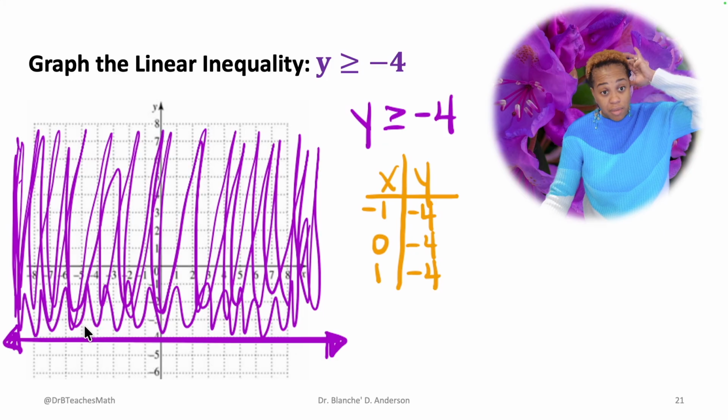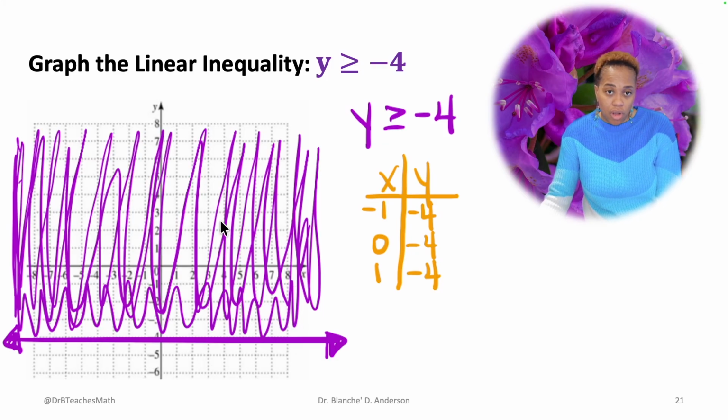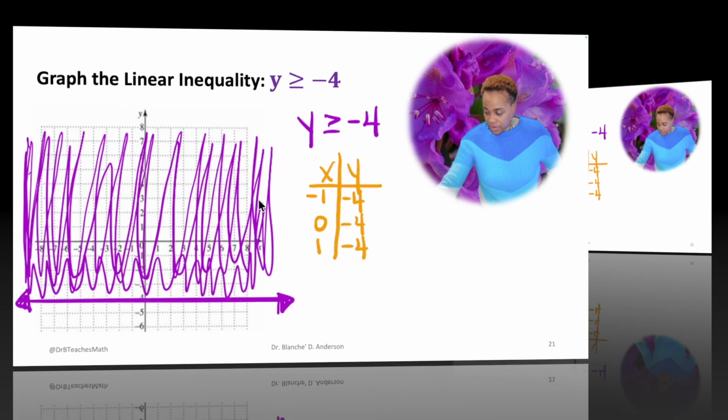We're going to shade above this line because these are all the numbers that are greater than or equal to -4. When you do a t-table, x can be whatever number it wants to be, but y is always going to be equal to -4. We set this y equals -4 so that we can draw the line, and we knew it was going to be solid because it said greater than or equal to, and then you can shade above. Very, very straightforward, very simple.